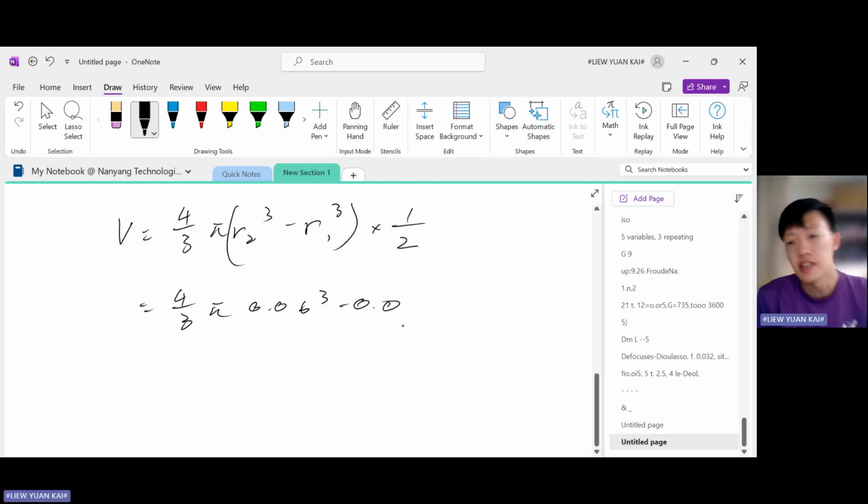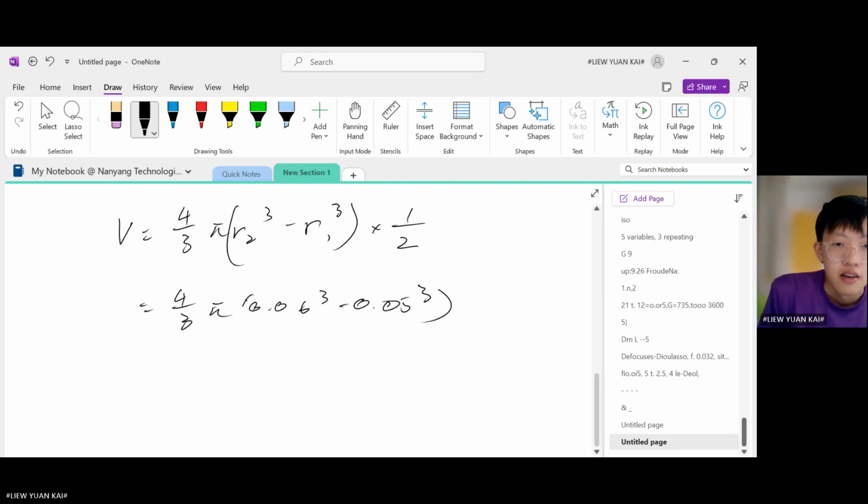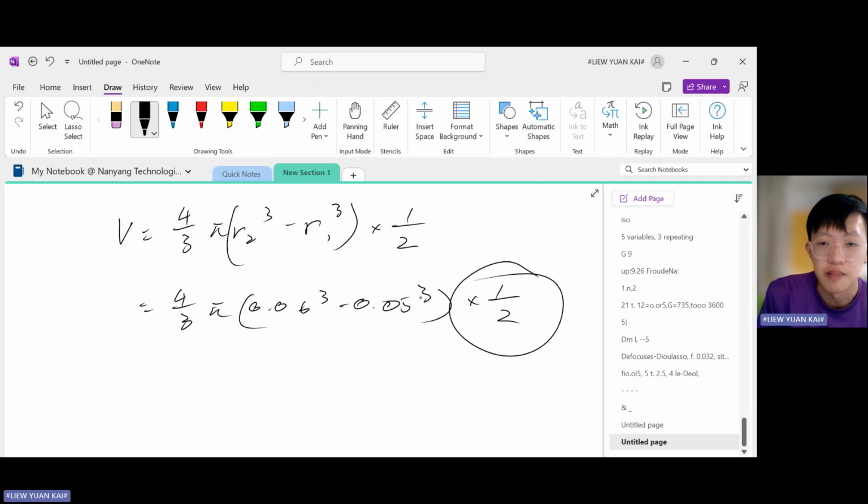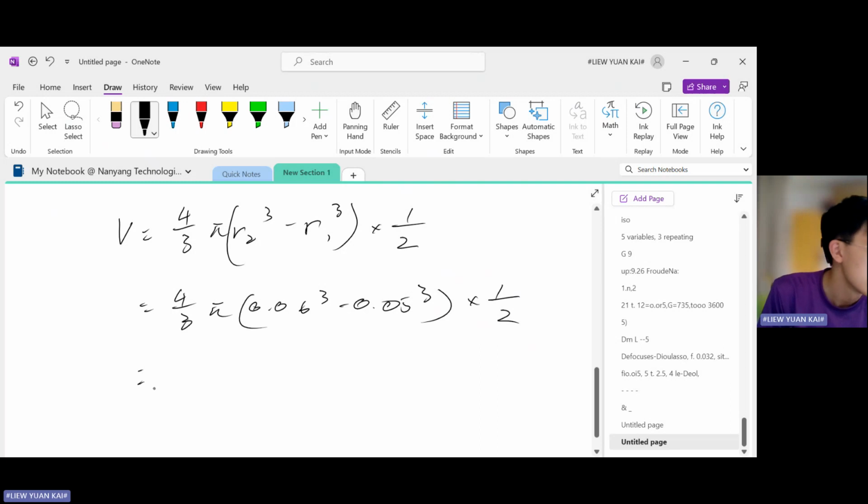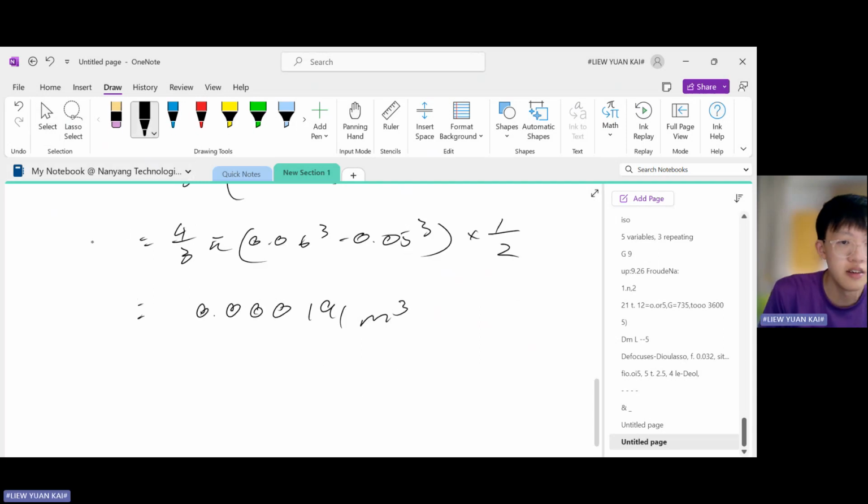Okay, make sure everything is in meters, because meters is SI units. And the error that I made last time is I didn't multiply by half in my calculator. So what you should get is 0.000191 meters cubed.